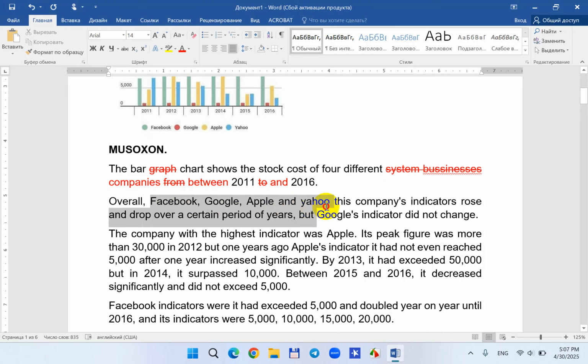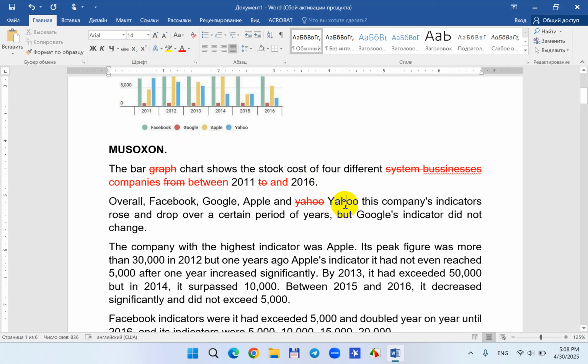"Overall, Facebook, Google, Apple, and Yahoo." So you have to use a capital letter here because it's the name of the company. "This company's indicator rose and drop." Rose and drop. "Rose and drop over a certain period of years, but Google's indicator did not change."